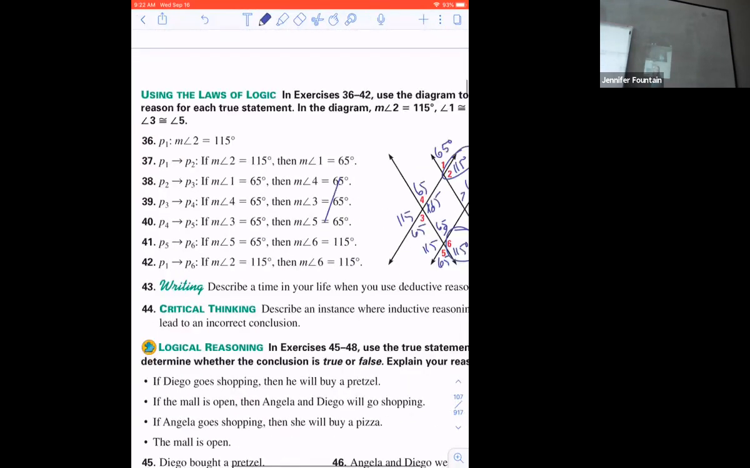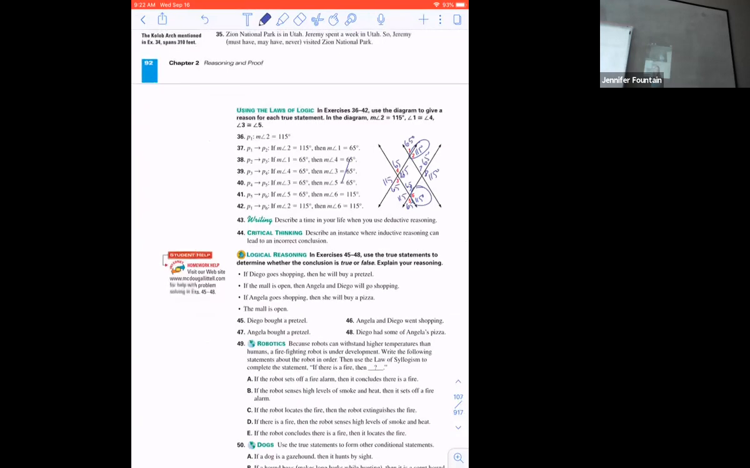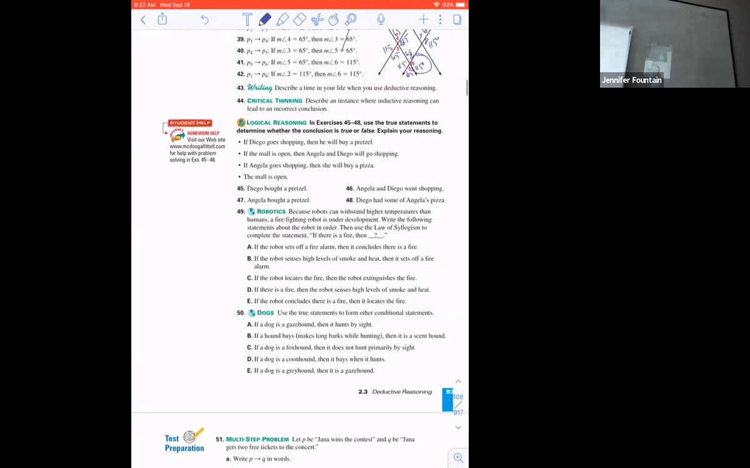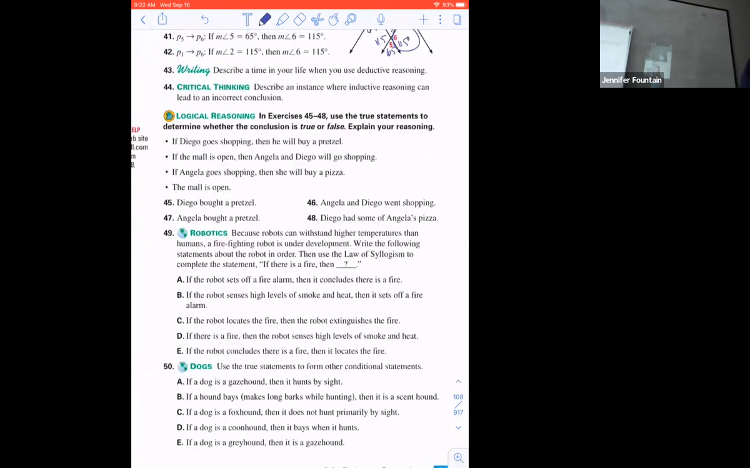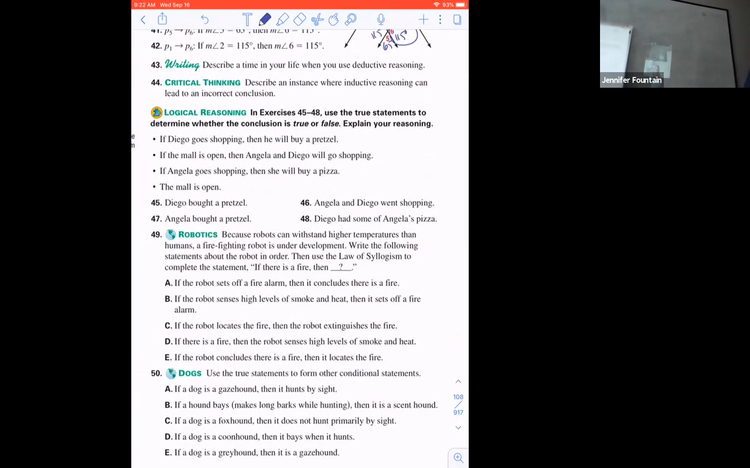Was that all we had in this section? 46 and 48. Okay. In exercises 45 through 48, use the true statements to determine whether the conclusion is true or false and explain your reasoning. If Diego goes shopping, then he will buy a pretzel. If the mall is open, then Angela and Diego go shopping. If Angela goes shopping, then she's going to buy pizza. The mall is open. So can we conclude that Angela and Diego went shopping?